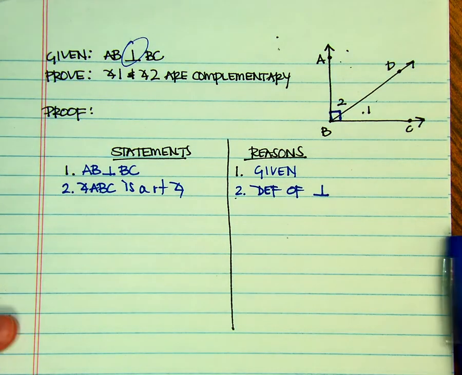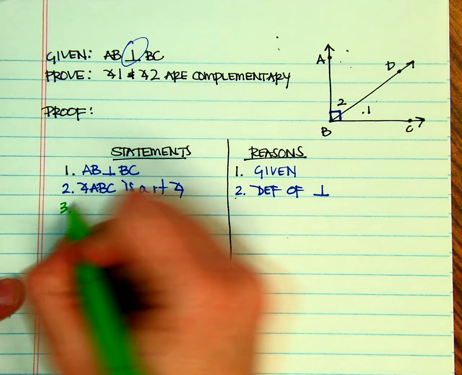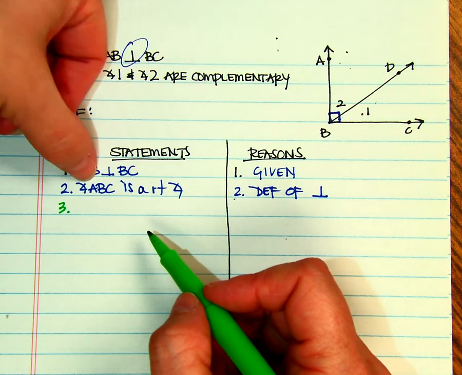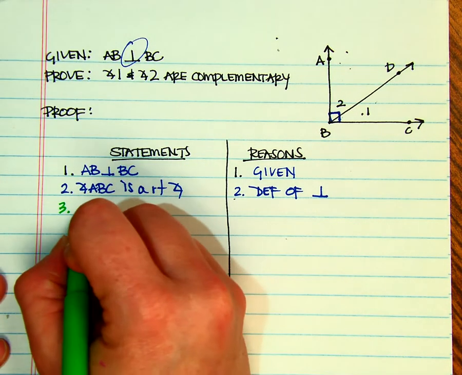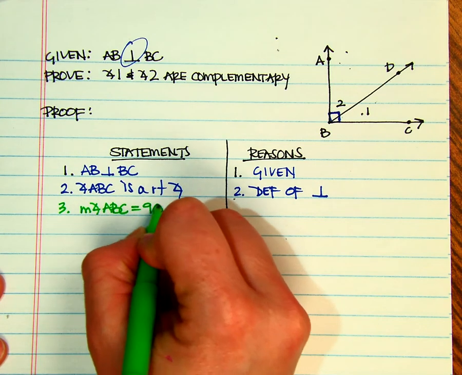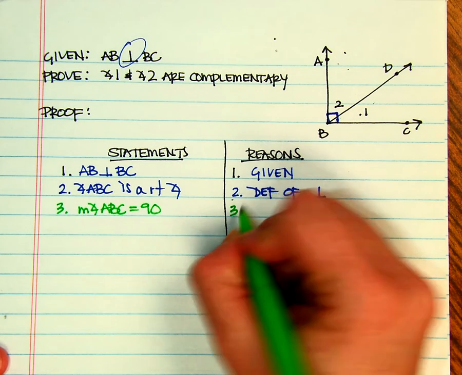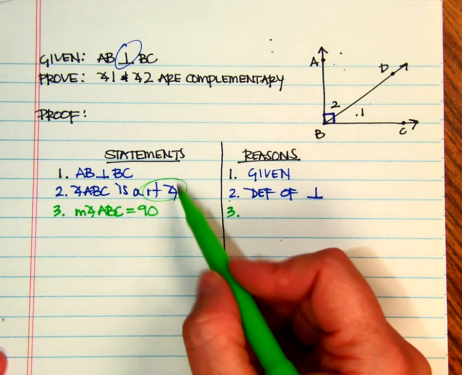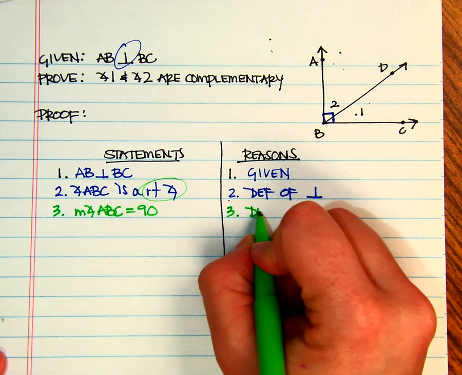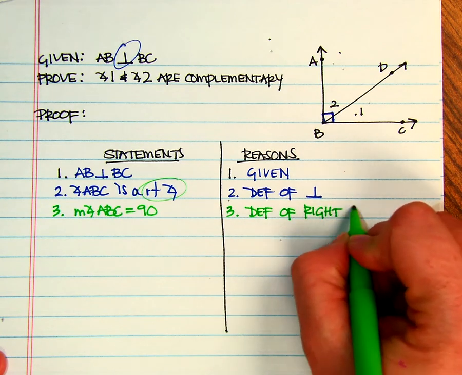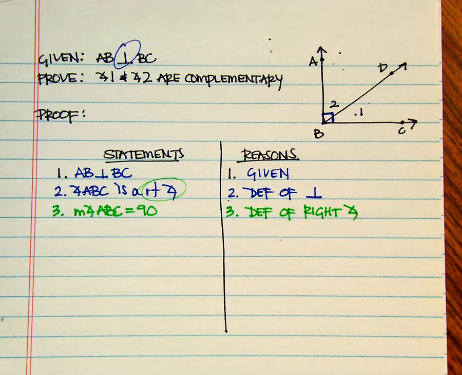So now we are building on that idea. So now I'm looking at this. What do I know if angle ABC is a right angle? Well, if it's a right angle, I know then that the measure of angle ABC has to equal 90. And what would that be? Well, again, we have those key phrases. It's because of the definition of right angle.